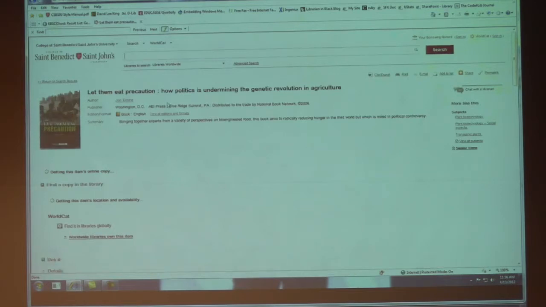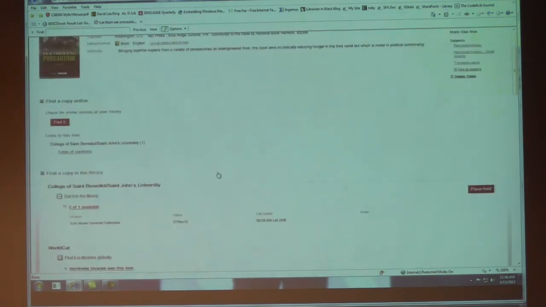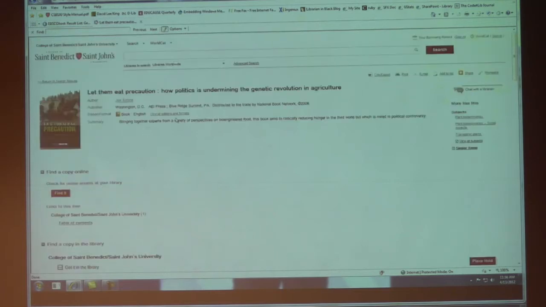This sounds actually very good, then. Because this sounds like it's against how politics are restricting. Unfortunately, it's out, but for all practical purposes, it sounds like it would work lovely. Radically reducing hunger in the third world. That is lovely for my topic, because those are usually developing countries, and how this could benefit them. So that sounds absolutely perfect. So I'll take this one.